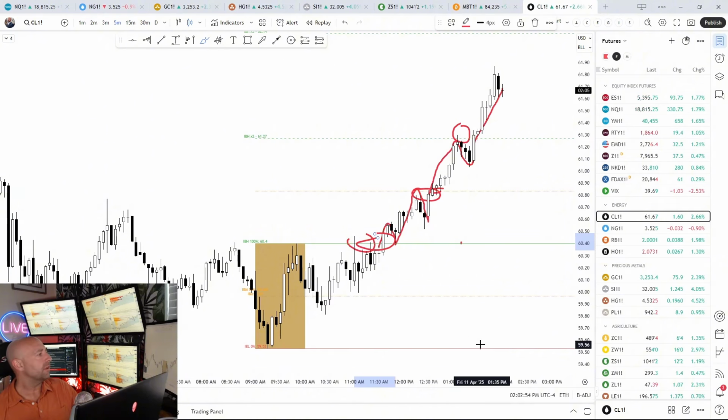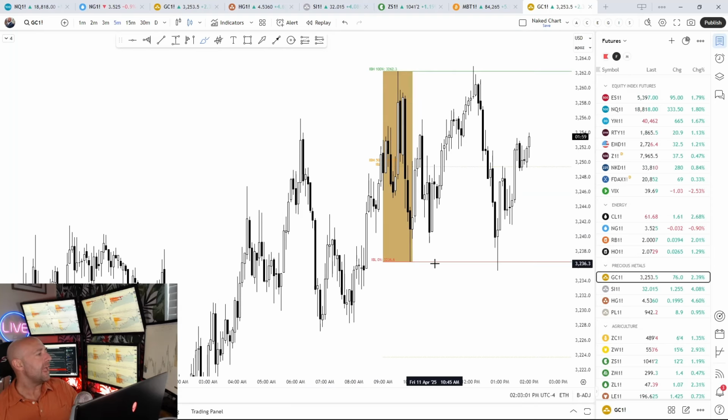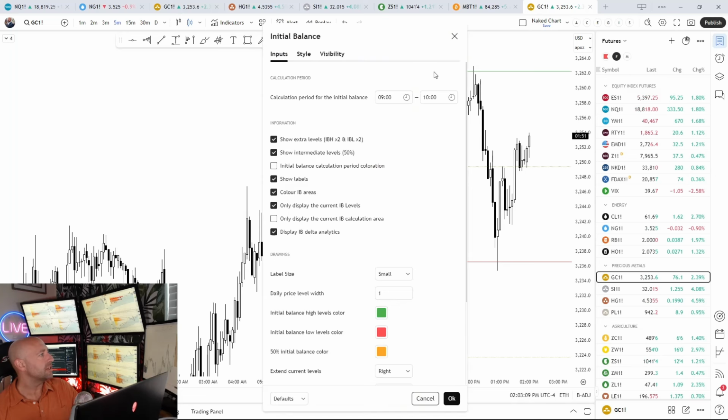Very important. With gold, the initial balance is 8:20 a.m. to 9:20 a.m., so you have to change it for gold. I'll make this 8:20 to 9:20.